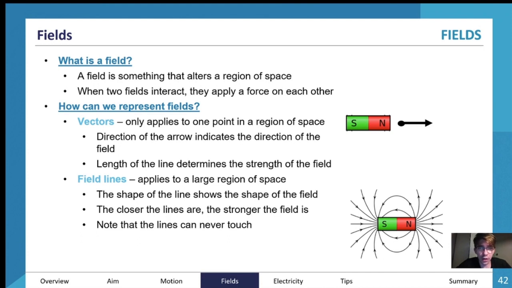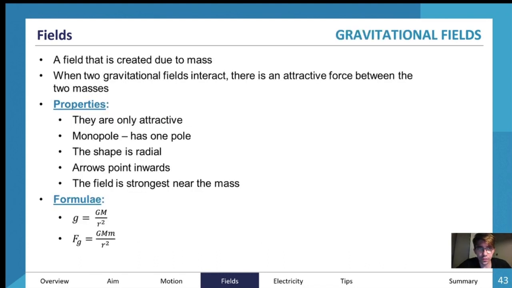The direction of the arrow indicates the direction of the field. The length of the line determines the strength of the field, and field lines apply to a large region of space. The shape of the lines shows the shape of the field. The closer the lines are, the stronger the field is. Note that the lines can never touch.